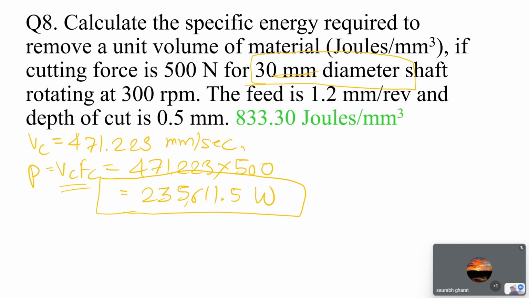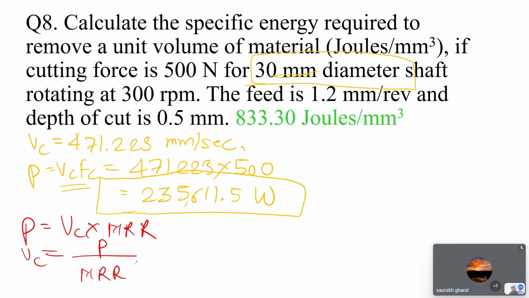So you know the power you got. What is the same power? That same power is equal to your UC, no, your UC into MRR. So what is your UC? You have to calculate it. You know the power. So to get UC, you have to divide this power by MRR.